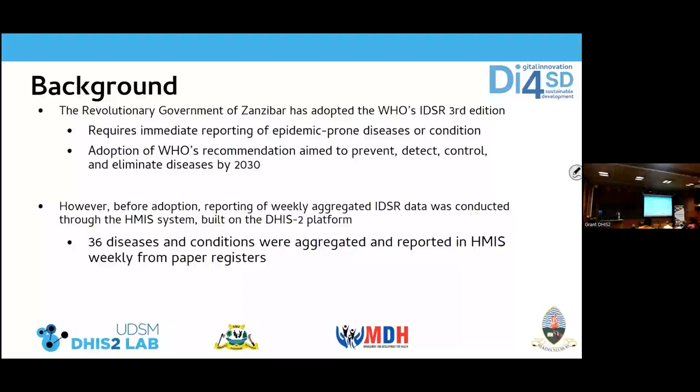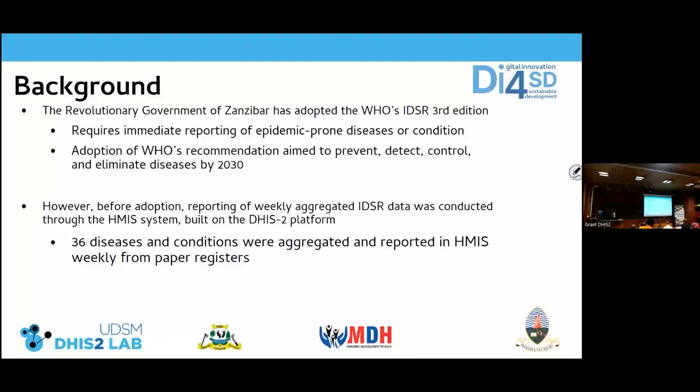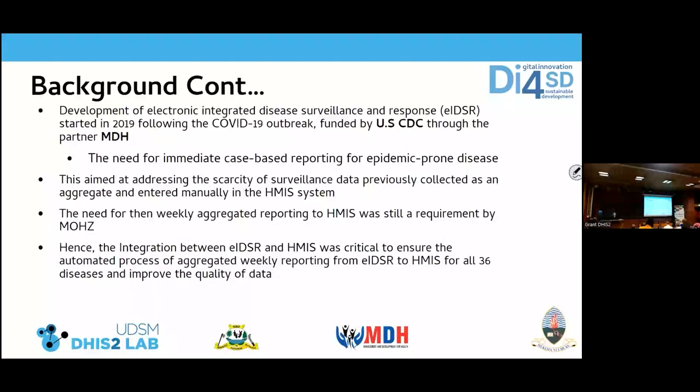The epidemiology unit didn't have their own system to report. As I said, the 36 diseases and conditions were aggregated and reported in HMIS weekly from the paper registers. But then they opted to develop an electronic integrated disease surveillance and response system in 2019, following the COVID-19 outbreak. It was funded by US CDC through partner MDH because of the need for immediate case-based reporting for epidemic-prone diseases.